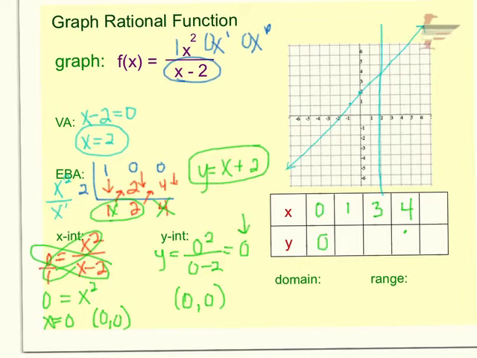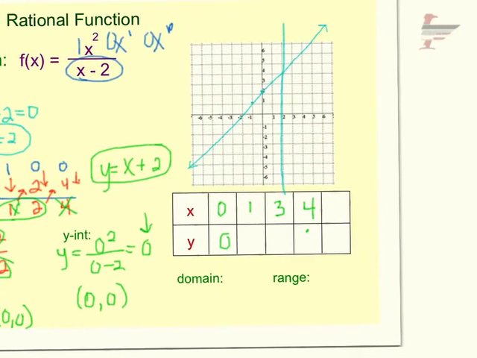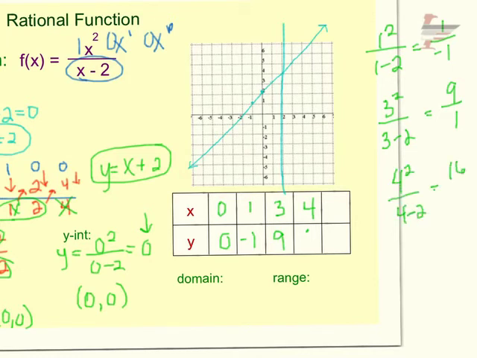Now we plug in a 1, and now we're just going to do a little bit of math. You have 1 squared over 1 minus 2, which is 1 over a negative 1, so a negative 1. Plug in a 3: 3 squared over 3 minus 2, so 9 over 1, that becomes a 9. 4 squared over 4 minus 2, so 16 over 2, which is 8.